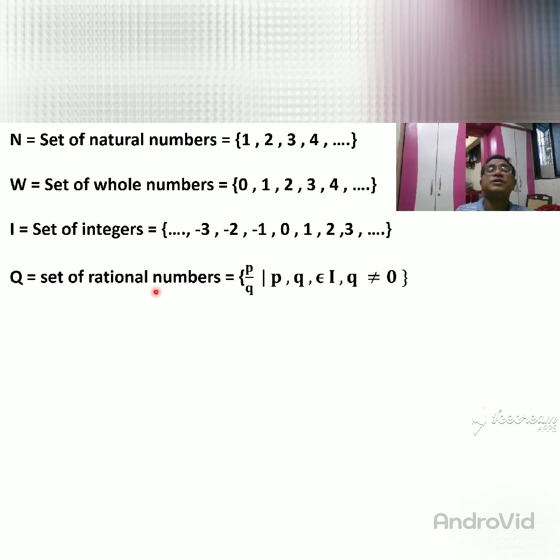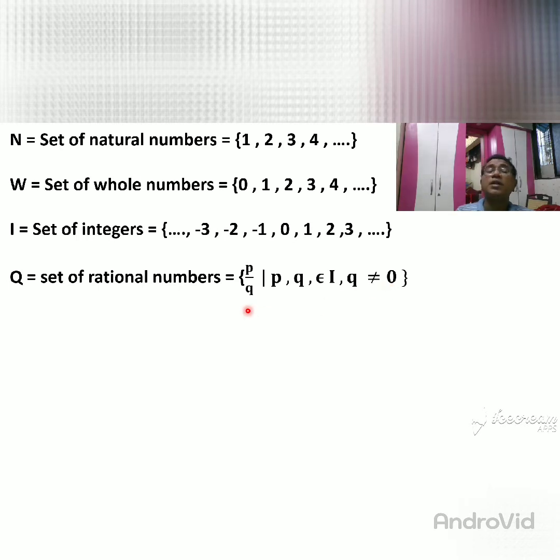Then we see the set of rational numbers. What is the meaning of rational? Rational means the number is expressed as P upon Q, in numerator and denominator form. P is the numerator and Q is the denominator. But if the denominator Q is equal to 0, then it is not a rational number. If the denominator Q is not equal to 0, then it is a rational number.